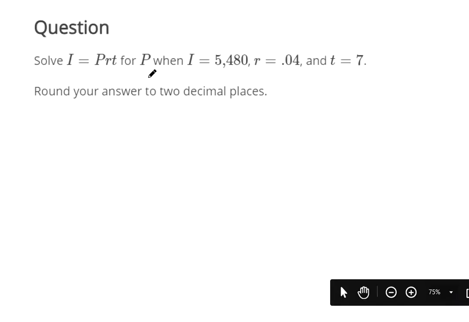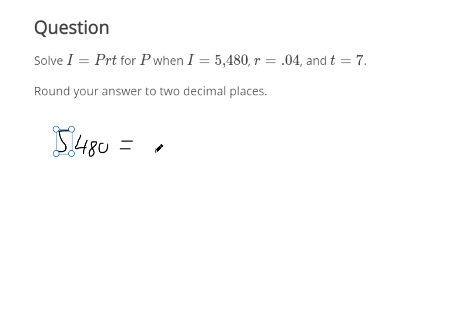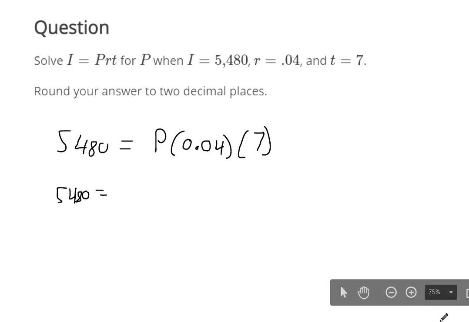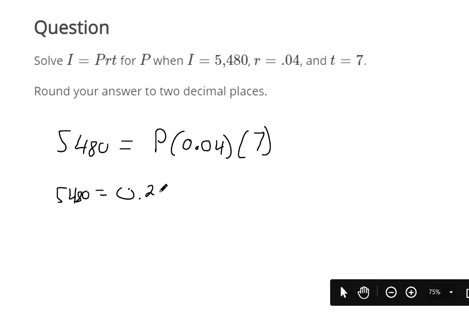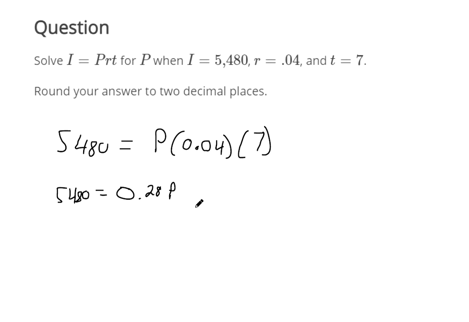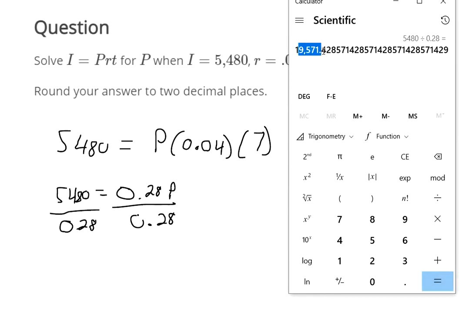Same type of thing in this question. Let's plug everything in where they tell us to put it. 5,480 for I. We don't know what P is. We know what R is. And we know T is 7. Okay, so we can multiply those together. So that's 0.28 times P. And then in order to get P by itself, just divide 0.28 from both sides. So the principal, the starting amount for whatever this loan was, looks to be 19,571.43.